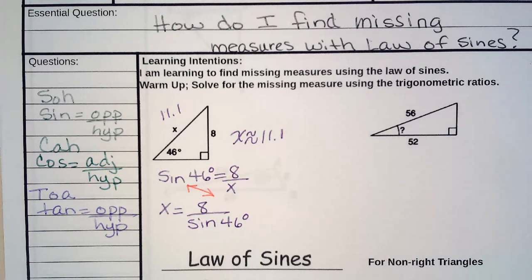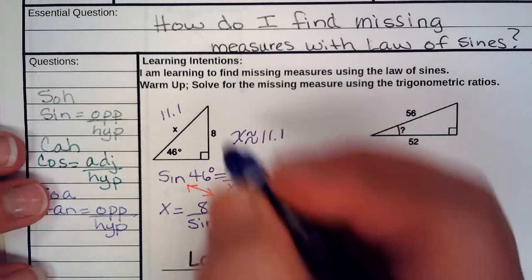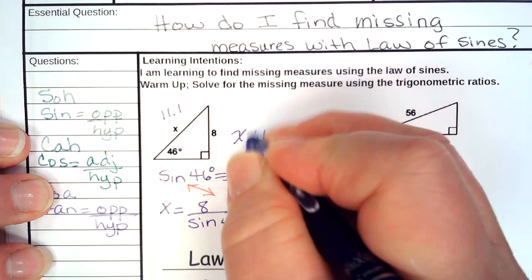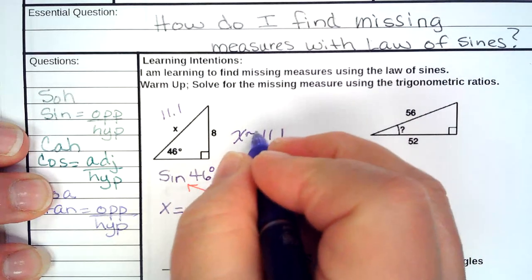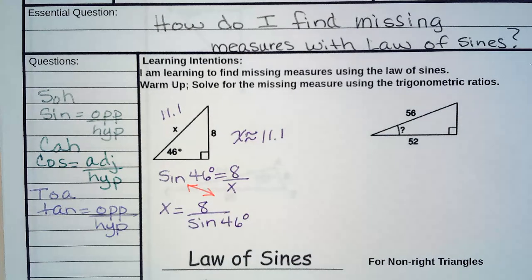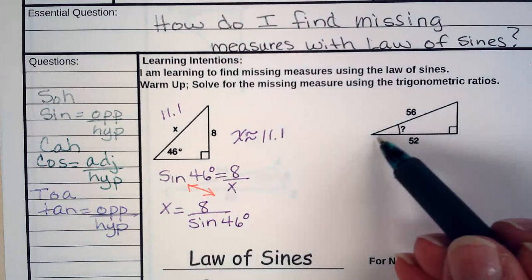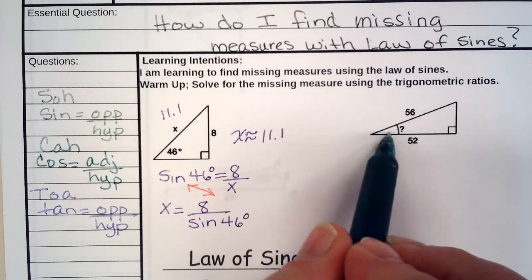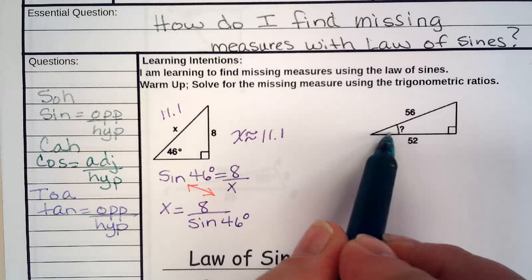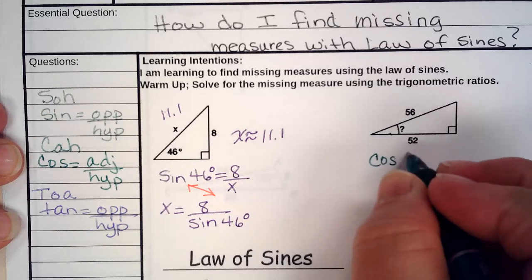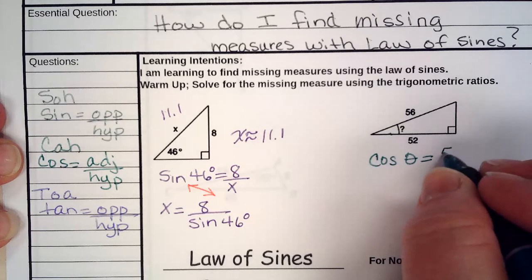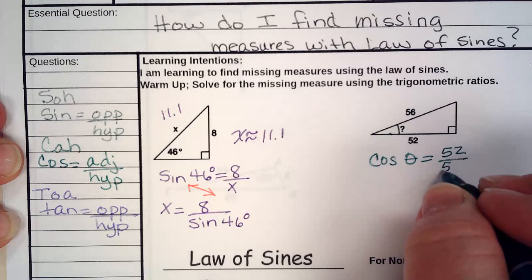technique this time. So, looking at the next one, we're looking for an angle measure. So, we still set it up the same way. This time we've got what? Here's the angle I'm looking for. I've got my hypotenuse. Adjacent or opposite? Adjacent. So the cosine of theta is equal to 52 divided by 56.